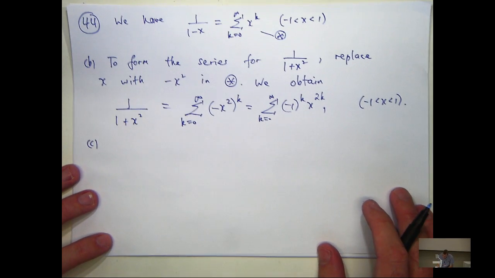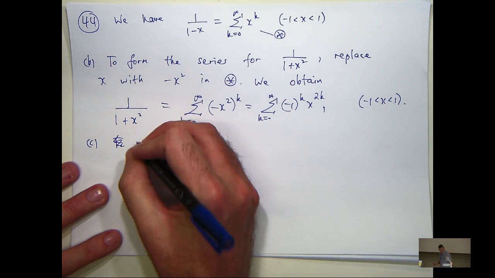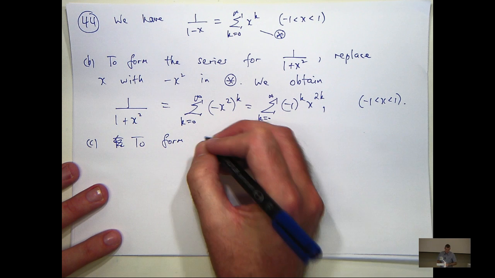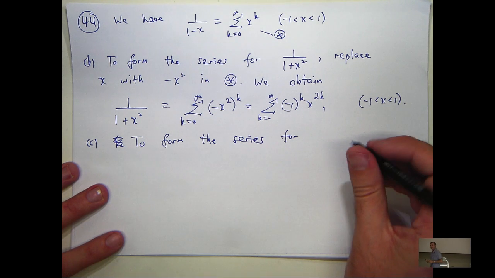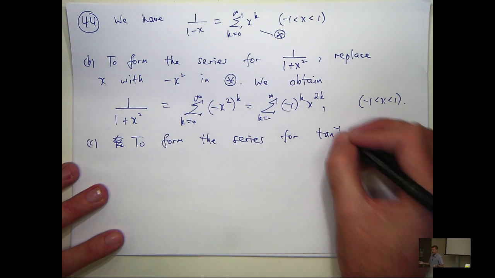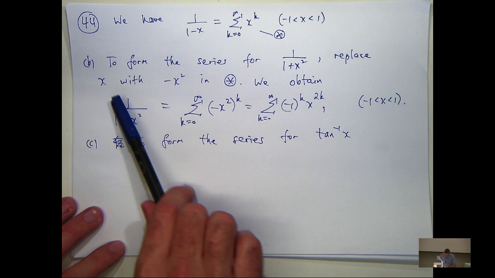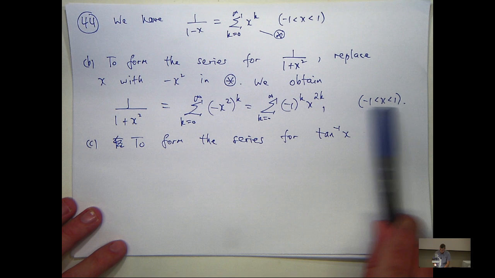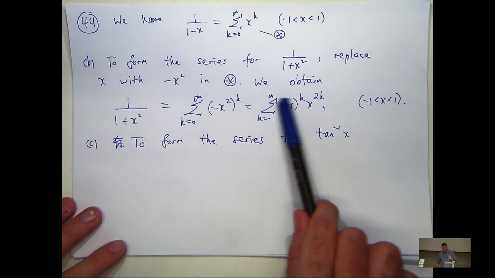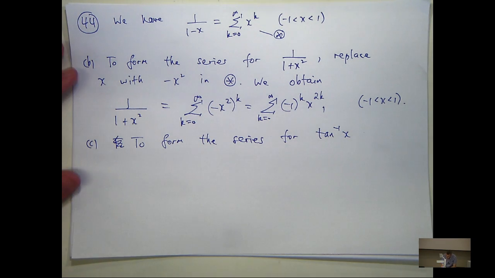Okay, so part C uses part B to obtain a result. So we're asked to form the power series for tan inverse x about 0. So any ideas? Yeah, integrate part B. We know that if we integrate within this interval of convergence, then we can swap the integral and the summation. Now that's a big step. That's a huge step. There's a lot of analysis in that.